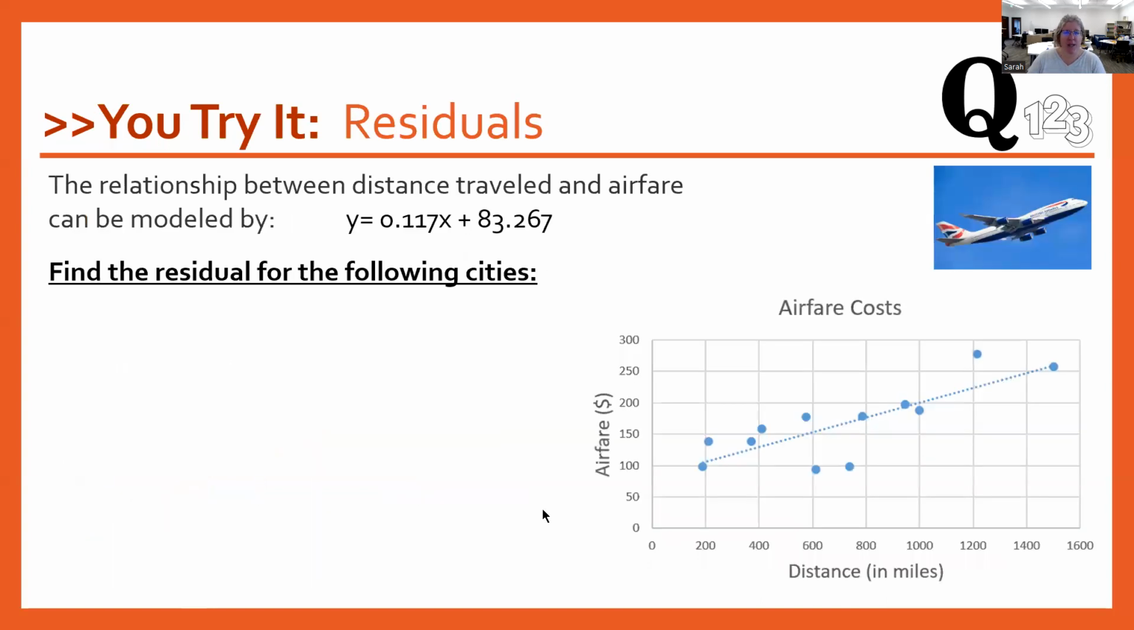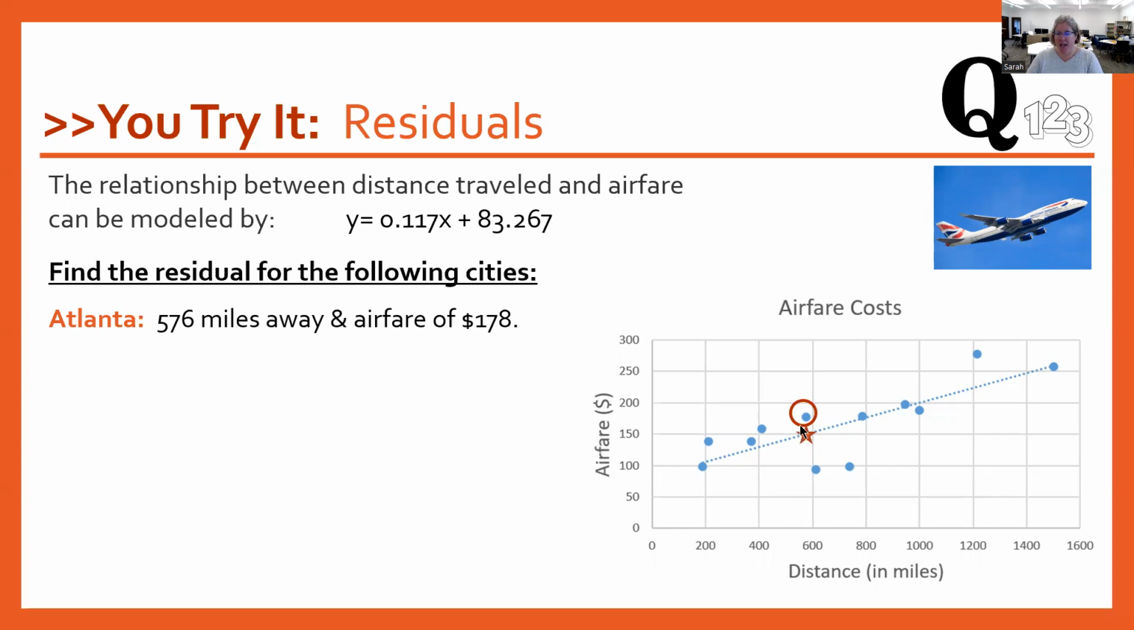All right, so we're going to give this a try. We're revisiting this example with the airplanes. We're going to find the residual for the following cities, and I'm going to walk you through the first one. So this first one, we're looking at Atlanta. It's 576 miles away, and the airfare was $178.